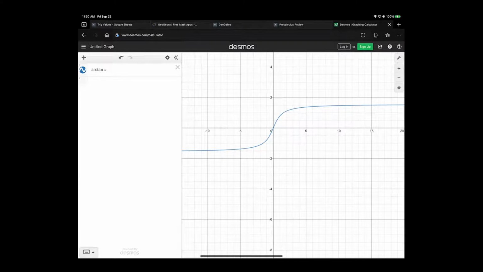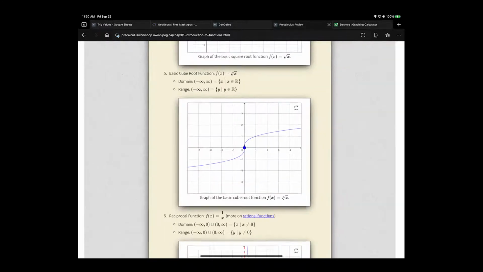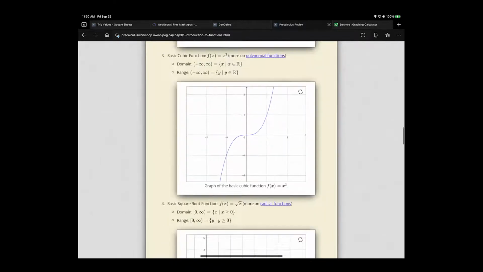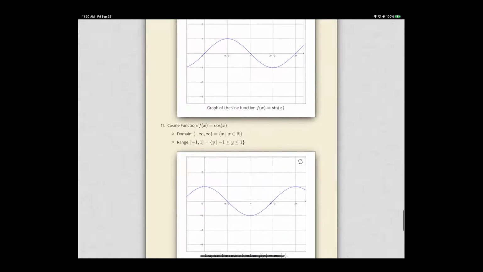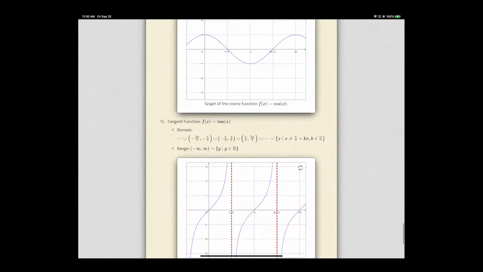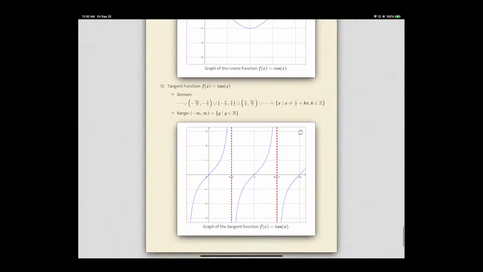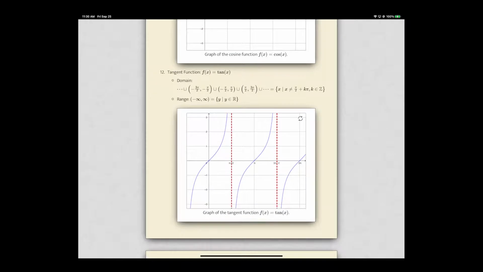I'd love to help you out with this and give you some extra resources. Like I said before, the pre-calculus review website has almost all of these cataloged, so you can use this as a reference. I don't think it tells you where it's increasing or decreasing, but you can take a look at it for yourself.